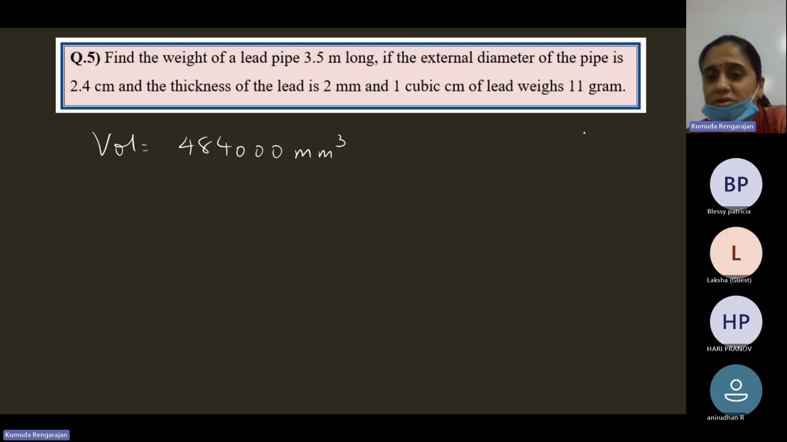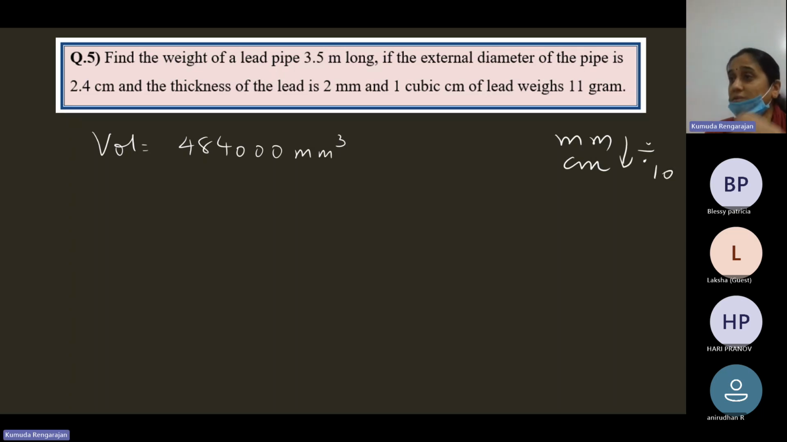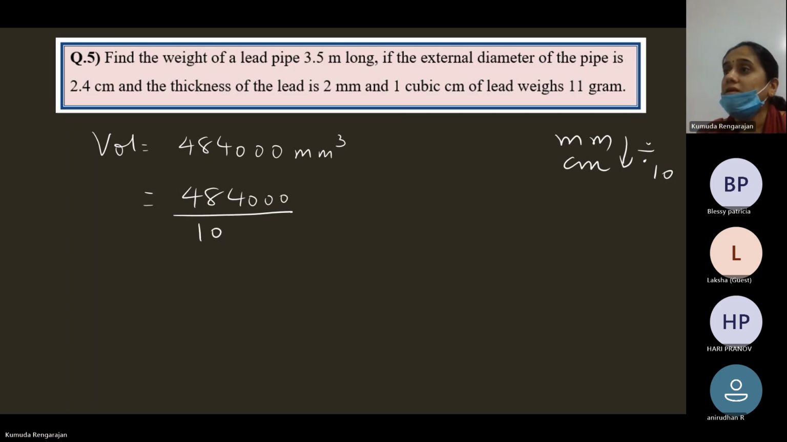So how will you convert millimeter cube to centimeter cube? To convert millimeter to centimeter, you should divide by 10. So to convert millimeter cube to centimeter cube, you should divide by 10, 3 times. Very good, Prenu. Thank you. 3 times you should do that, because it is millimeter cube to centimeter cube.